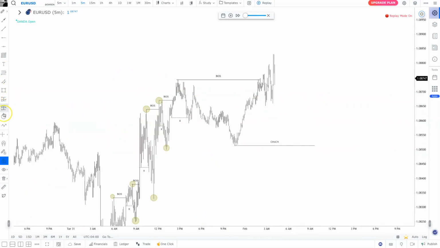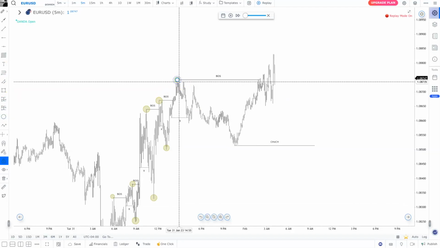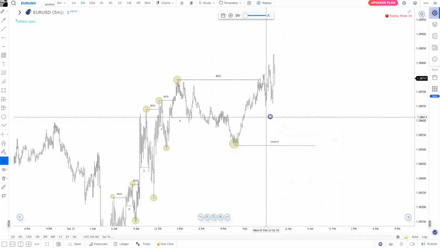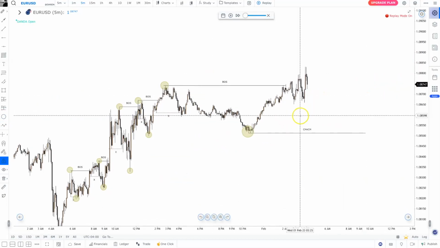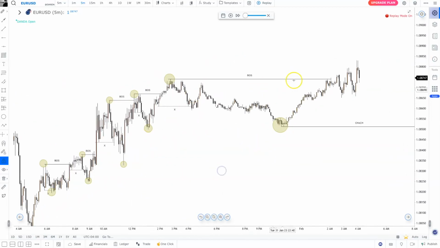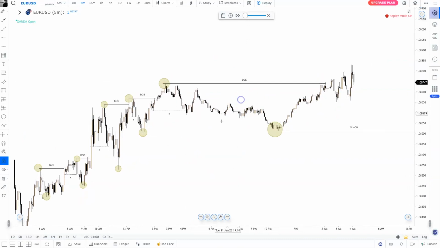Okay, so I'm just going to do this, mark it up, and I will just simply continue that way. Okay, that's basically how you mark the structure up. All right, understanding we're still bullish. We are still bullish.